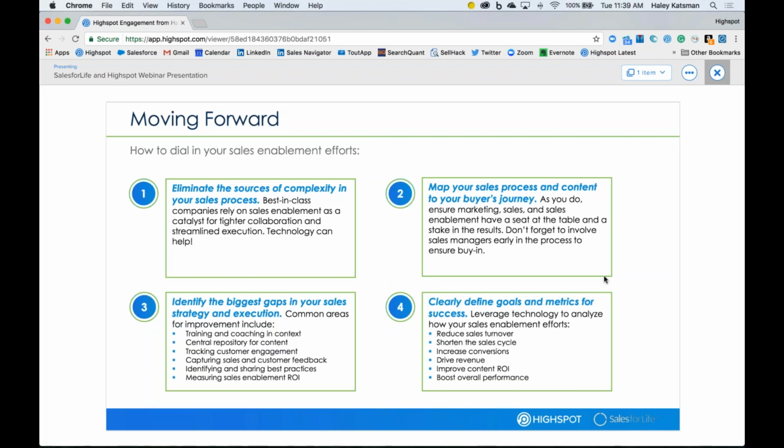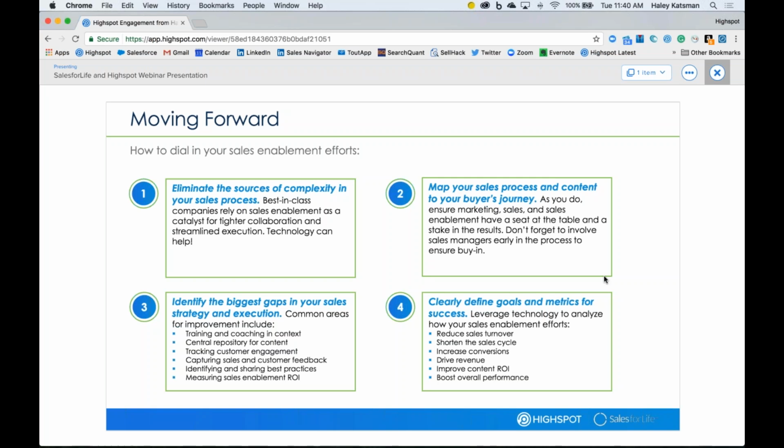Yes, so adoption, two things. You have to be where the salesperson lives. So whether it's in Salesforce, email, mobile, tablet, wherever it is, don't make them go to a different place. And two, it has to be intuitive and easy to use. If it's a clunky, outdated platform, they're never going to use it, you won't have adoption.